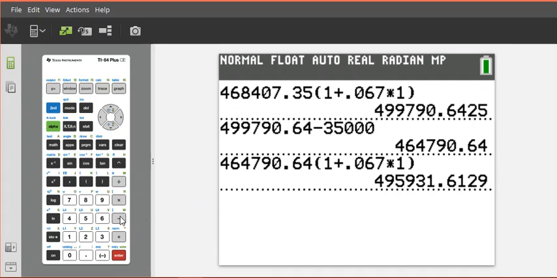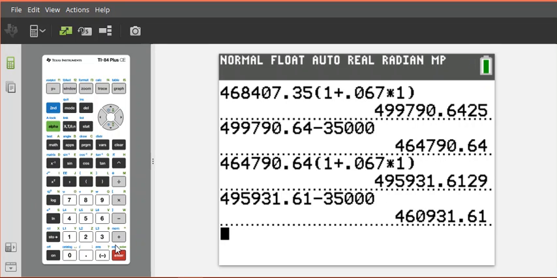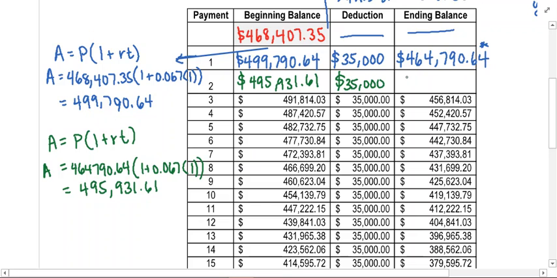So let's do that. I'm just going to type it in, using it rounded appropriately to dollars and cents, and subtract out the 35,000. Right after the second payment is made to John's wife and child, there is a total of $460,931.61 in this life insurance account. That is going to go right here.